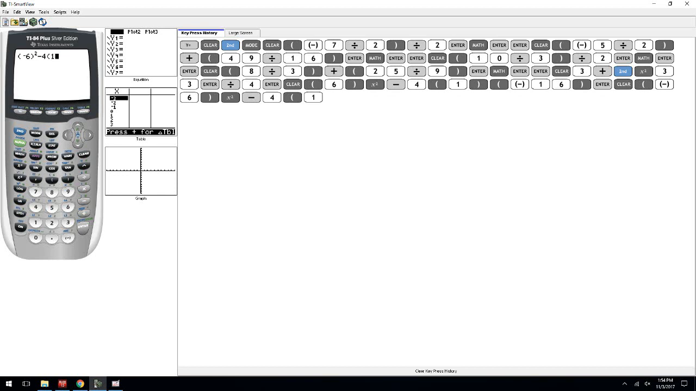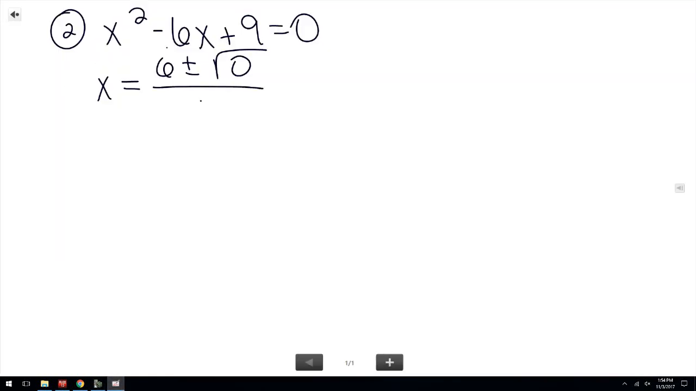Minus 4 times a, which is 1, times c, which was negative 9 or 9? Okay, what'd you get? 0. Beautiful. On the bottom is 2 times a, which is 2 times 1. And Abby, what's the square root of 0? 0. So, guys, what's 6 plus 0? 6. What's 6 minus 0?